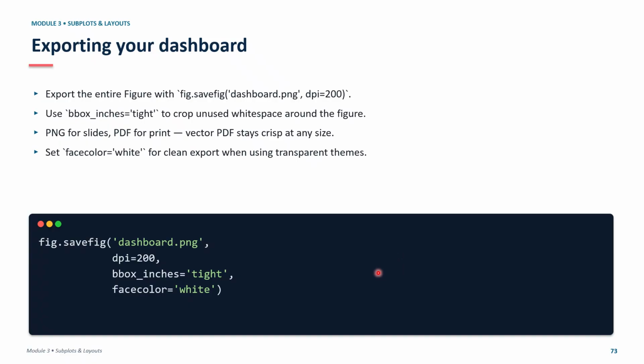And you can make the face color white, so the background color is given as white. Some Matplotlib themes generally use a transparent background. So when saved as PNG with transparency on a dark background slide, the chart text may become invisible. So you can always set the face color to white, which ensures a white background regardless of the theme. And you should always use the fig.savefig method to save your figure.